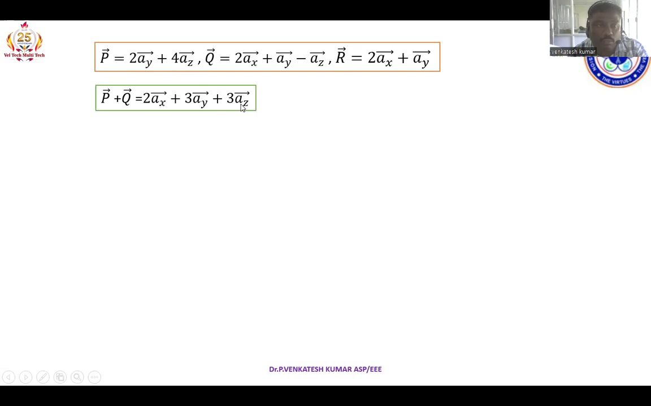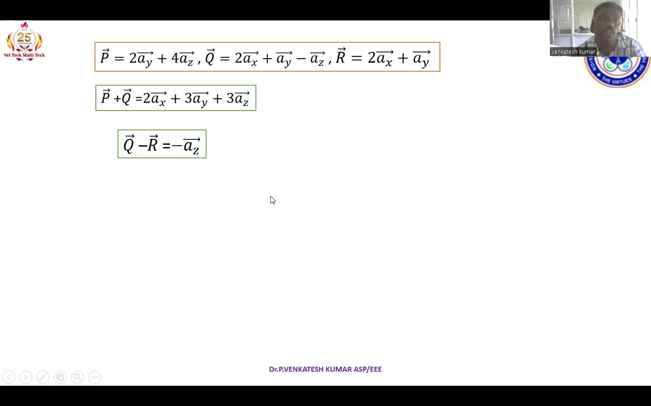Okay, the first subdivision is completed. The next is Q minus R vector. Here X is 2AX minus 2AX, so both are equal and cancel. Then AY minus AY, 1 minus 1, is 0. Next Z: minus AZ, and in R the Z direction is 0, so minus AZ remains.